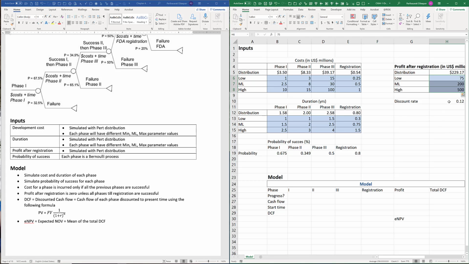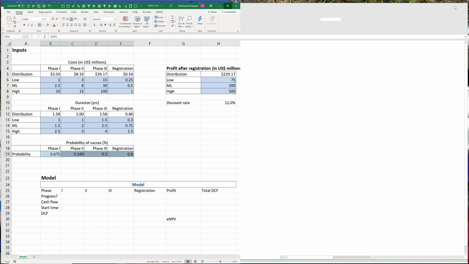These three are input values. Okay, and then we have the discount rate is given, and let's make it a percentage. And then we have the probability of success at each stage, and those are given. So these are our prior probabilities. Okay, so now we have all of this input set up.